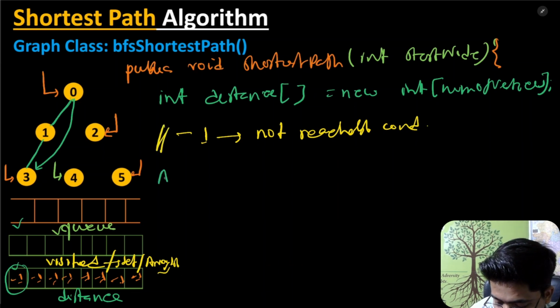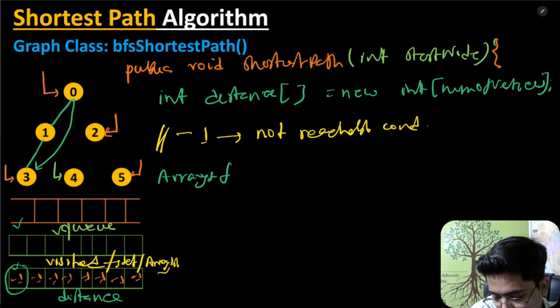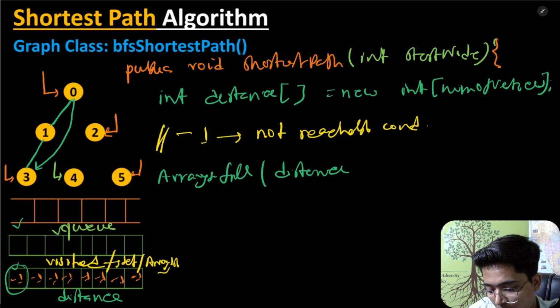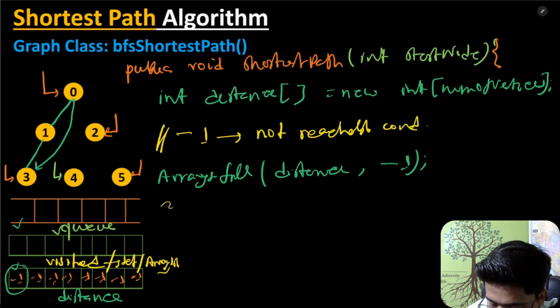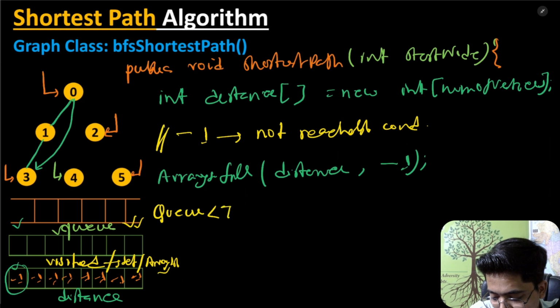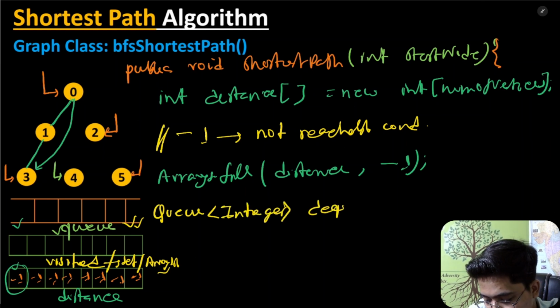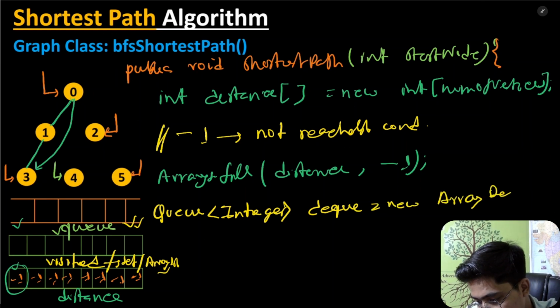Arrays.fill, and the array name. The array name is distance, and we'll be filling it with -1. So that means the distance array is filled with -1. Now we'll be creating our queue. We'll be using the data structure ArrayDeque for it. So let's create the queue, Queue of Integer, and we'll be using a deque, that is equals to new ArrayDeque.